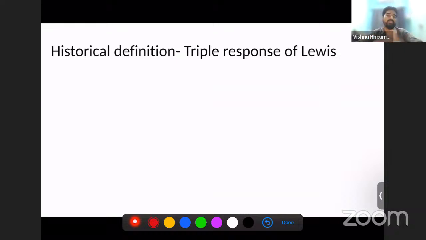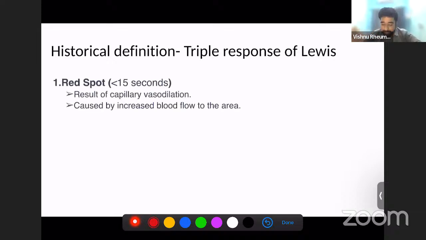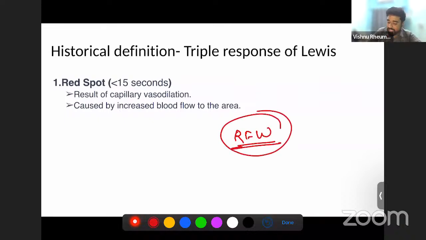So historically, we have been reading through our physiology, this is the triple response of Lewis. That is, initially there is redness as a result of capillary dilatation caused by increased blood flow. Then there is flare, and then wheal: red, flare, and wheal. So don't remember wheal and flare as being in chronological order. It's actually red, flare, and wheal, right? So first the redness occurs because of capillary vasodilation.